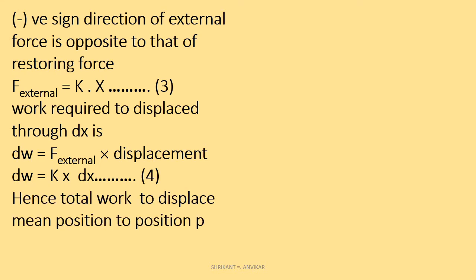Now we calculate the total work done in shifting the particle from the mean position to position P, so that the displacement of the particle changes from 0 to x. x is the displacement at position P. Therefore the total work required W is equal to the integration of dW. Substituting the value of dW from equation number 4, we get the integration of kx dx, where x varies from 0 to x. This is the total work done.